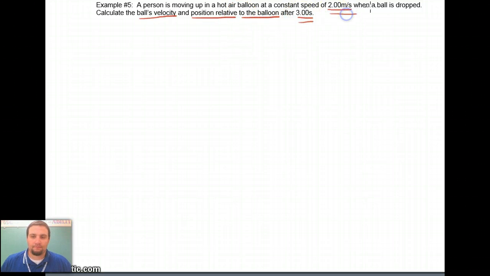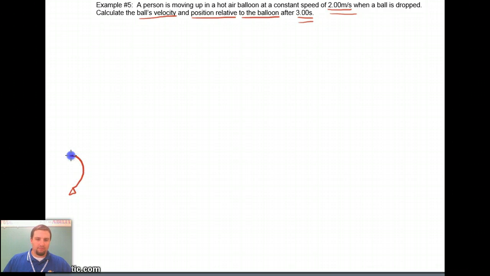Okay. So here's some things here. We are going to find the velocity and position relative to the balloon. Okay, that's the key to this problem, is that it's relative to the balloon after 3 seconds. Okay, so let's draw a picture here. So we'll start off by drawing a picture. Okay, so here's the balloon here.